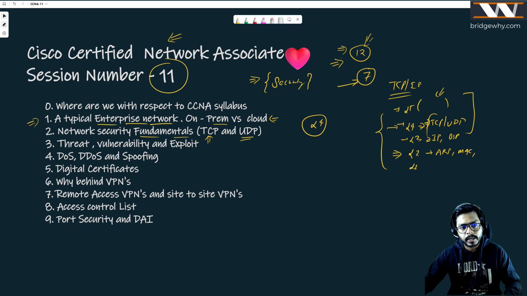right? We will be talking about threat, vulnerabilities, and exploit. Again, fancy names, right? But if you understand these terms, then believe me, you can start talking in terms of network security concepts, right? We will be talking about denial of service attack, distributed denial of service attack, and spoofing also. What is the meaning, right?